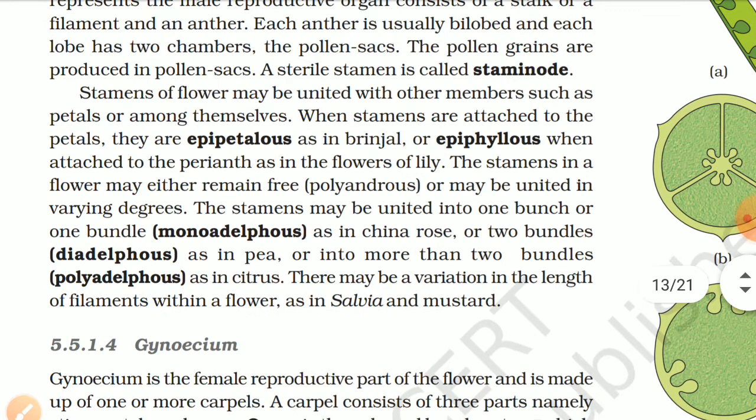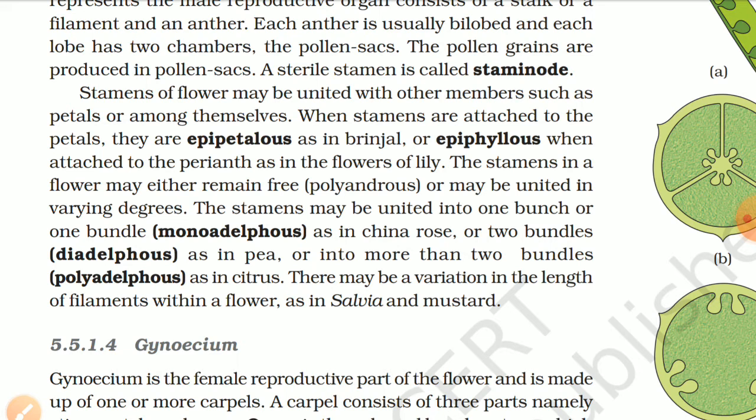Stamens of a flower may be united with other members such as petals or among themselves. When stamens are attached to the petals, they are epipetalous, as in brinjal, or epiphyllous when attached to the perianth, as in the flower of lily.